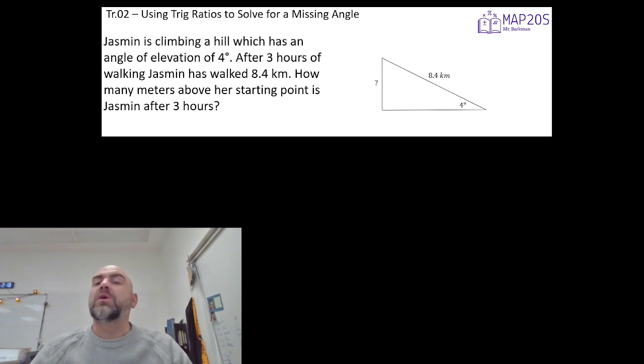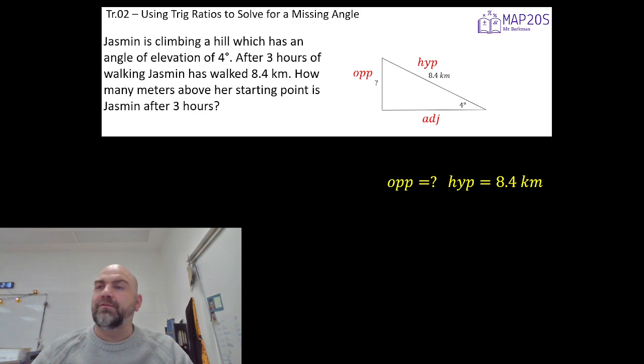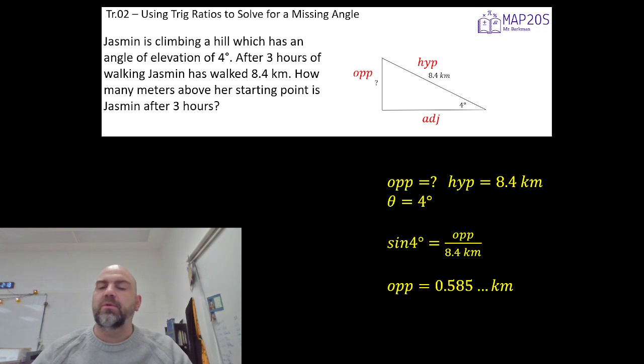Apologies. So let's solve. First of all, we want to label our sides: hypotenuse, adjacent, opposite. We are given the hypotenuse. We want to find the opposite side. So given that information, there we go. We're going to use sine law, or not sine law, sine ratio. Sine law is something different. Plugged in, we're going to multiply across, divide by 1, and we should get an opposite side of about 0.585 kilometers.